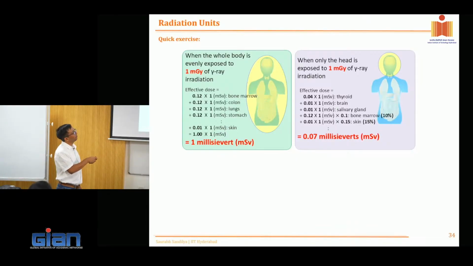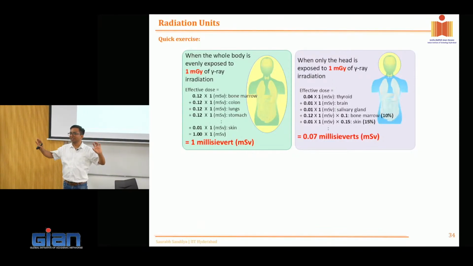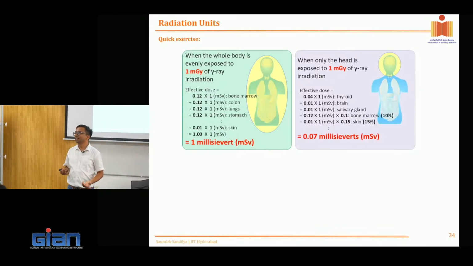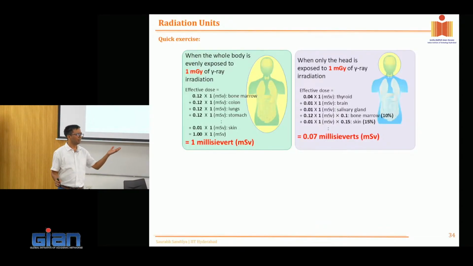You put thyroid, brain, salivary gland, with the weight factors of all those things, plus 10% of bone marrow, because only 10% of the bone is in the head, not the entire bone. And 15% of skin, from some survey, you put that in. For the same dose where the entire body is exposed, you get 1 millisievert. If only the head is exposed, you get 0.07. So whenever you are working in a radiation environment, you try to cover as much as possible, for example with X-ray they put a lead apron or something like that.